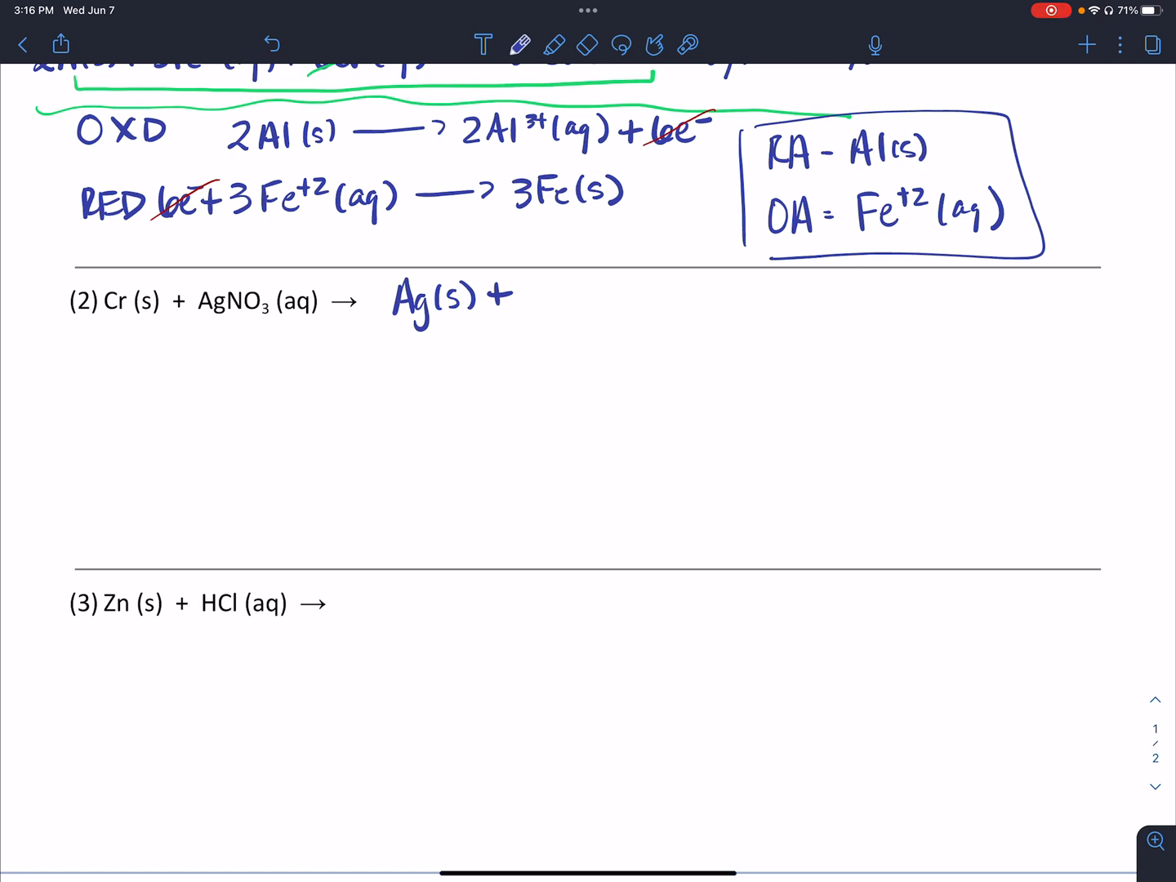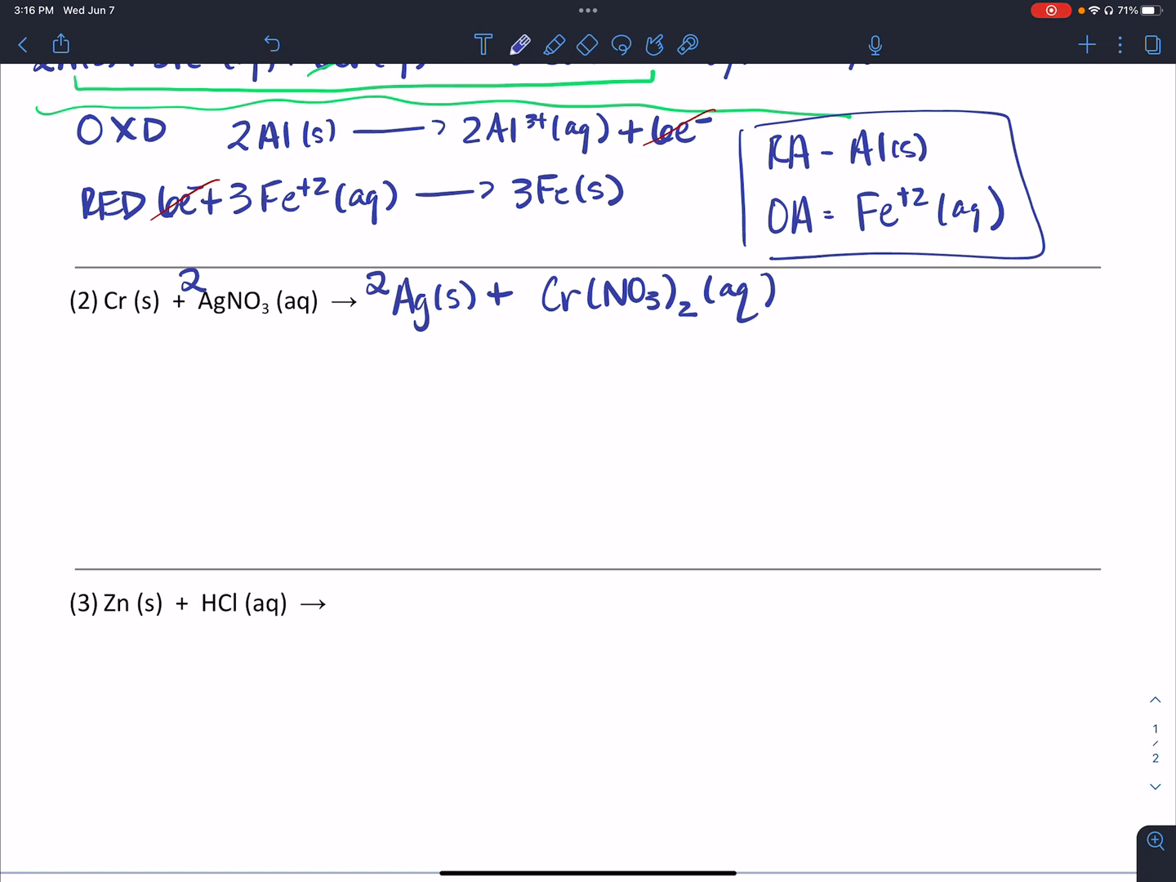All right, chromium can be +2 or +3. I'm just going to use the +2 version, so chromium nitrate aqueous. All right, then I'm going to balance. I'm going to need 2 silver nitrates to balance my nitrate and 2 silvers to balance my silver.